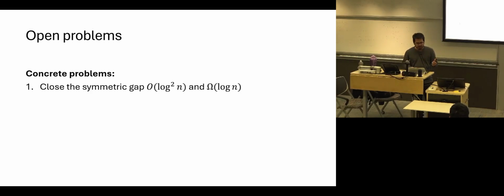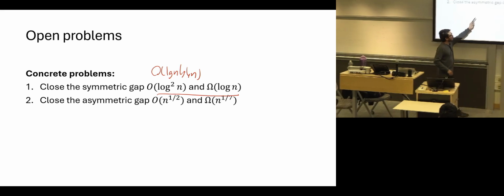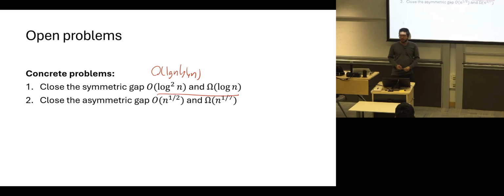Okay. So let me just mention one open problem. The concrete problem is to close the gap for the symmetric case. It has been there for a long time. I'm not sure, maybe this is already n log n, but the gap is there. It's a really important gap. And close the gap for the asymmetric notion, where the gap is kind of big too.